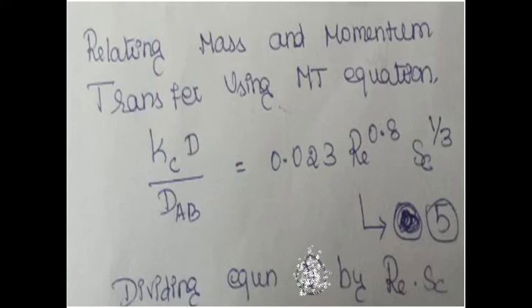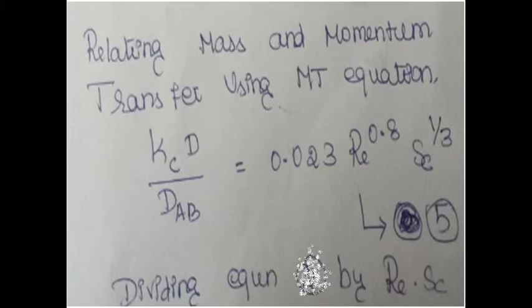Relating mass and momentum transfer using the MT equation. MT is nothing but the mass transfer equation. Kc d by dAb is equal to 0.023 Reynolds number power 0.8 Schmidt number power 1/3. This is the fifth expression.